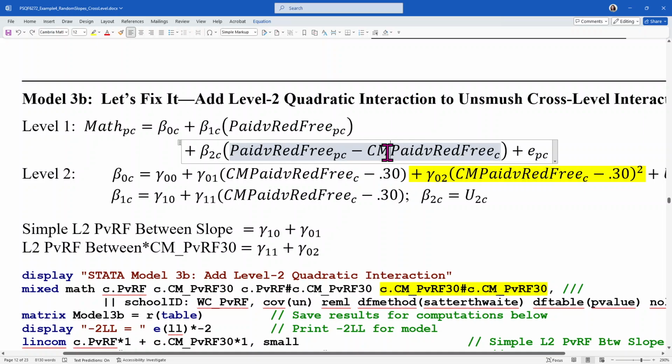Guiding principle: if you're not using cluster mean centering at level 1, whatever you do at level 1, you've got to do at level 2. If you are doing cluster mean centering at level 1, you do not. Because then you're not saying that the level 2 term is equal to the level 1 term. By leaving it out, you're saying the level 2 term is not there.